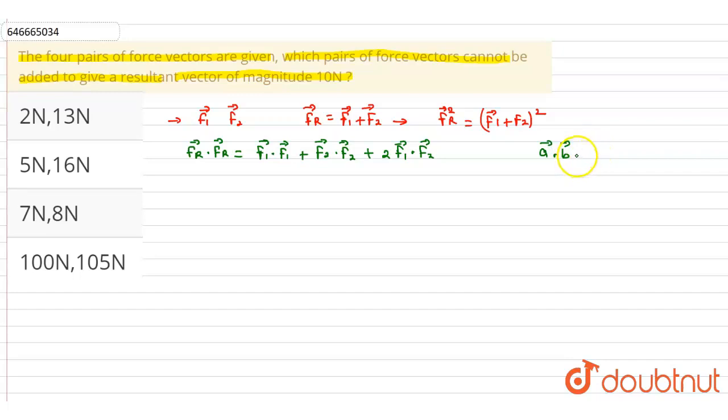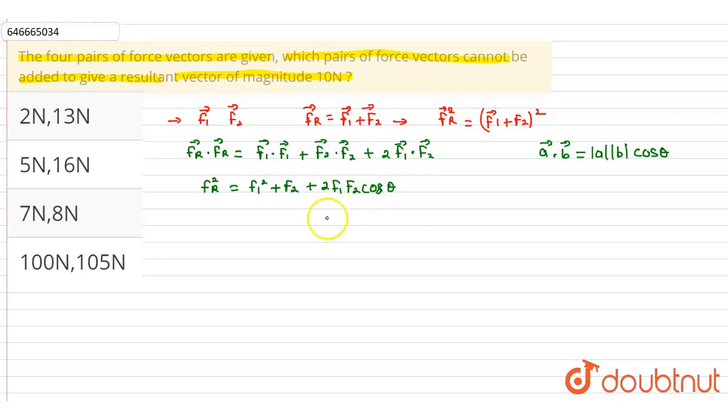Now let's say these are two vectors, vector A and vector B, and I take the dot product of these two vectors. It gives mod A mod B cos theta, where theta is the angle between these two vectors. So using this we can write Fr square is equal to F1 square plus F2 square plus 2 F1 F2 cos theta.